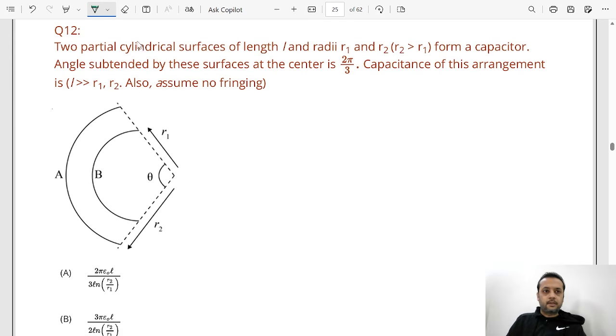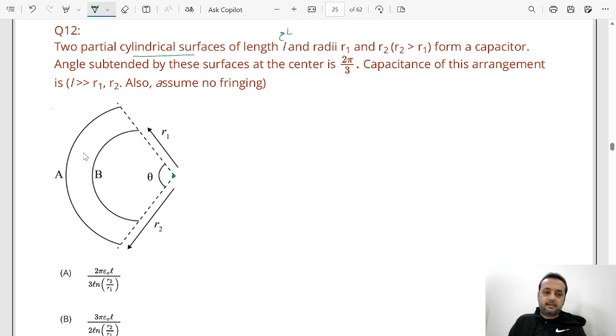All right. So here there are two partial cylindrical surfaces of length L. Let's call this capital L for the time being, so that it becomes visible. The inner radius is R1 and the outer radius is R2. They form a capacitor. This angle theta has been given as 2 pi by 3. This is the center of the cylindrical shells. We have to find the capacitance.